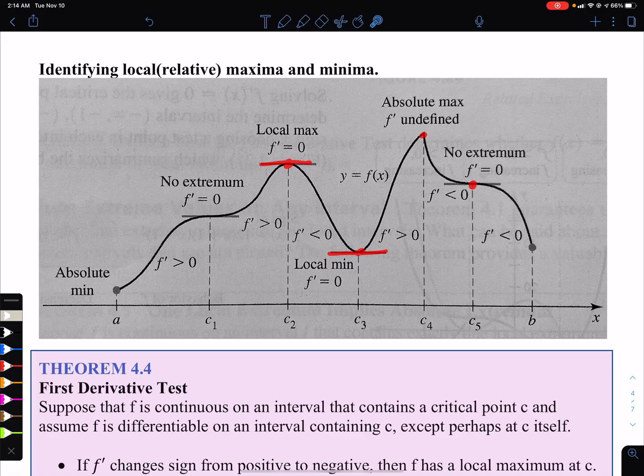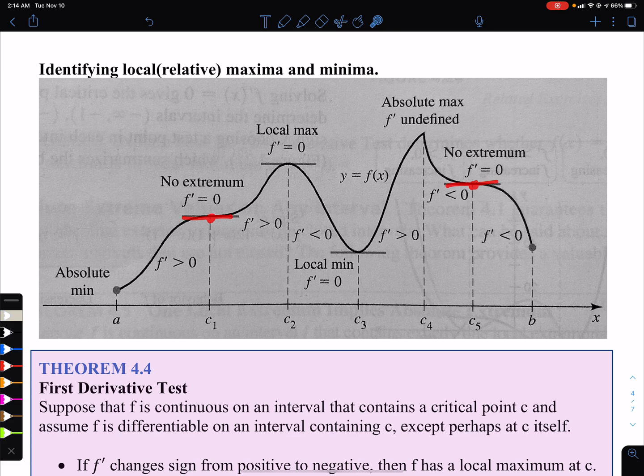Now, we learned that all relative max and mins always occur at critical points. But then, this is the other thing that you need to know and be quizzed on. Just because you have a critical point doesn't mean you have a relative max or min. Here are 2 more critical points where the derivative is 0, but there's no relative max or min.